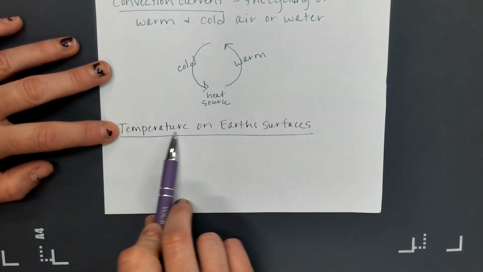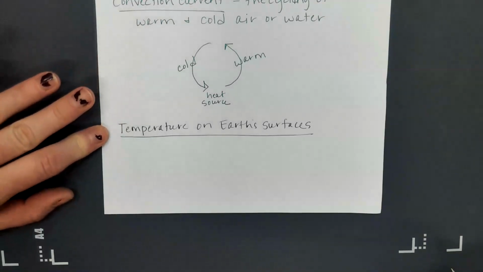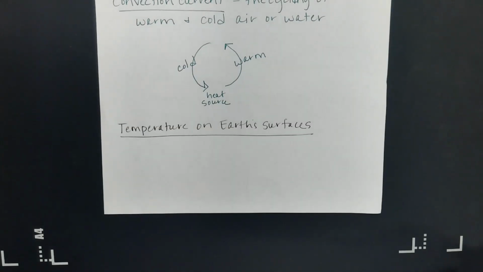Okay, so our next topic is going to be temperature on Earth's surfaces, which is the lab we just did. We just modeled temperature on land versus temperature on water, and we learned that land gains and loses heat faster than water, right?